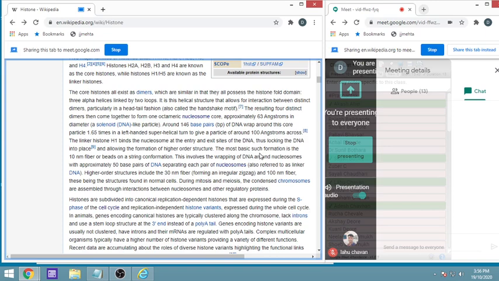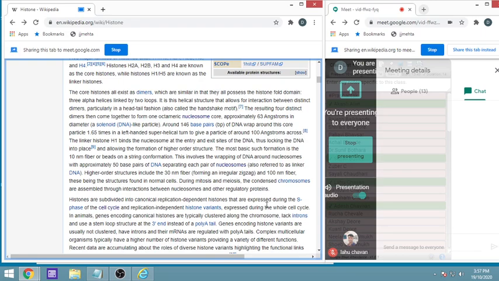Higher order means more folds, and what we have seen we call a beads-on-a-string structure. If you remember, we call it a higher order structure. We have seen the figure earlier. The most basic structure is the 10 nanometer fiber of beads-on-a-string conformation. It involves the wrapping of DNA around the nucleosome, with approximately 50 base pairs of DNA separating the nucleosomes. Higher order structures include the 30 nanometer fiber, forming an irregular zigzag, and the 100 nanometer fiber. And these structures are there during mitosis and meiosis.